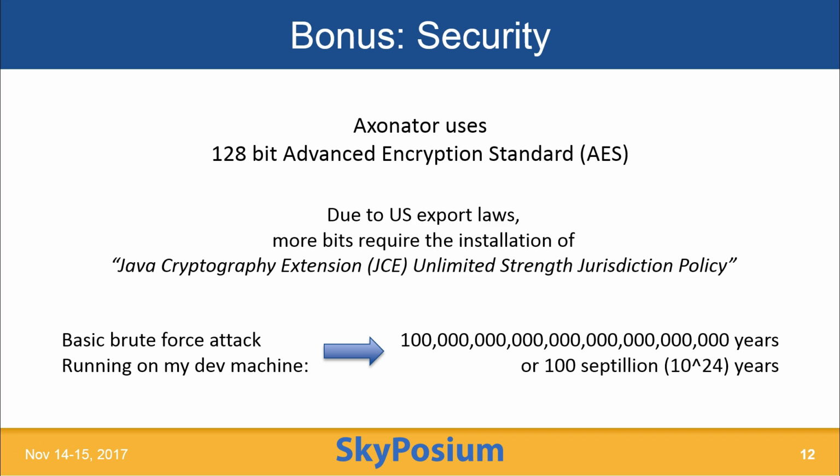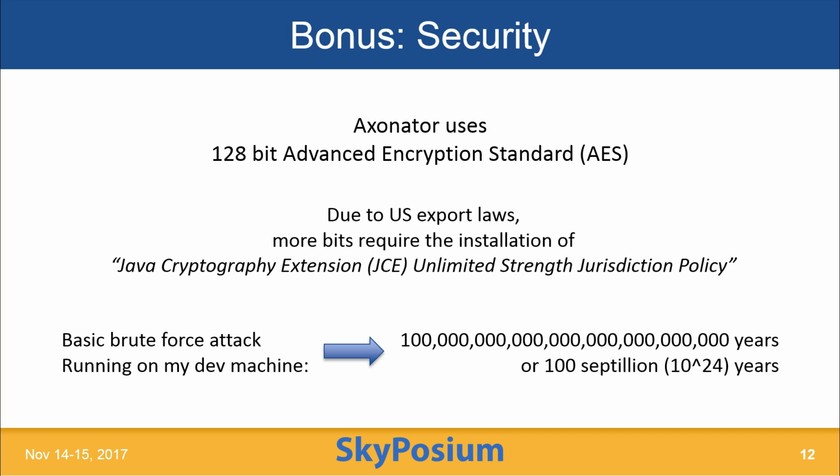Bonus slide for this video presentation on security. Axonator uses 128-bit Advanced Encryption Standard, or AES, two-way encryption, which is considered pretty strong. Axonator could use stronger encryption and more bits, but to do so would require the end user to install the Java Cryptography Extension, or JCE, Unlimited Strength Jurisdiction Policy, because US export laws don't allow anything stronger to be sold to foreign countries. Given not everyone has this, Axonator defaults to 128 bits.